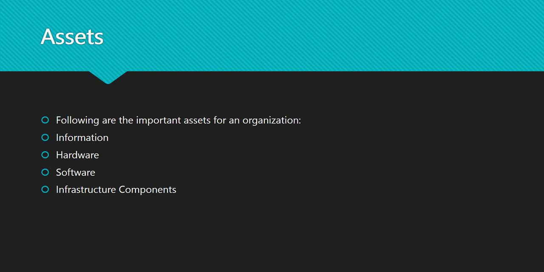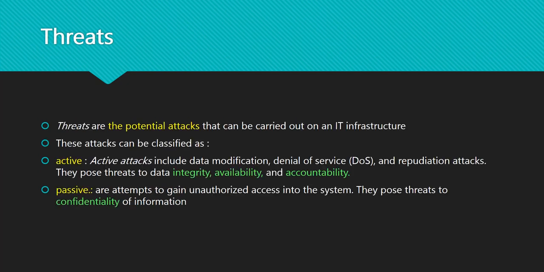And most importantly, there should be enough security measures that give us security against viruses, worms, or any trojans. So these were the assets. Next are the threats. Threats are of two kinds, active threats and passive threats. Active threats include data modification, which can breach the integrity. Means if someone is modifying or altering the data, these kinds of attacks are called active.